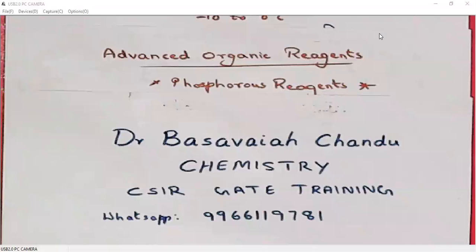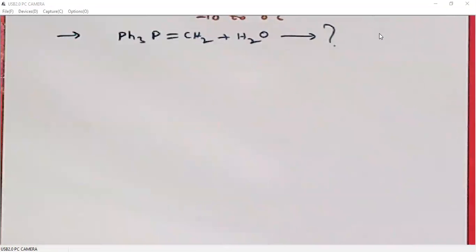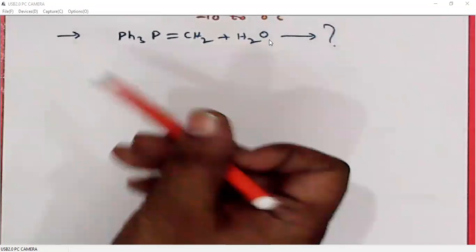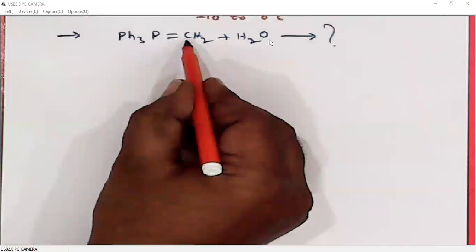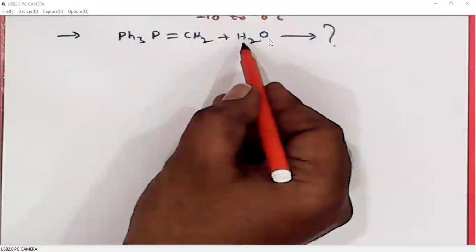Welcome to the class. We were discussing the Wittig reagent. I have just given a question: what is the reaction between water and Wittig reagent? In the Wittig reagent, this carbon has a negative charge, so it picks up this proton from water.